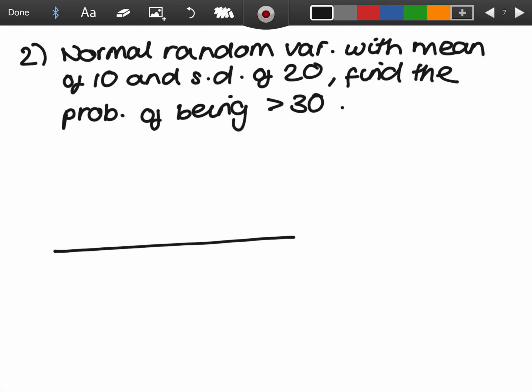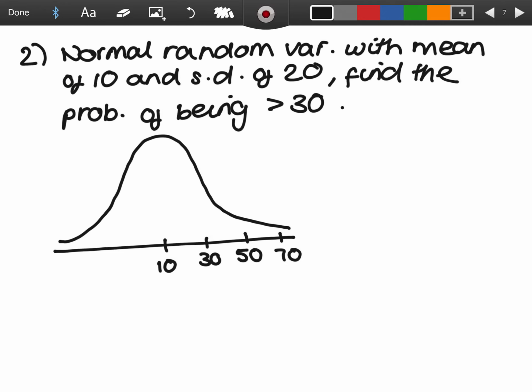So again, I would draw it out. We know, again, we've got a mean of 10 and a standard deviation of 20. So if we plot out our standard deviations above and below the mean, we get that. So we want the probability of being greater than 30, which is the area under the curve to the right of 30.